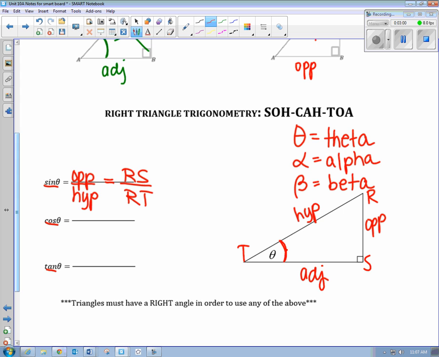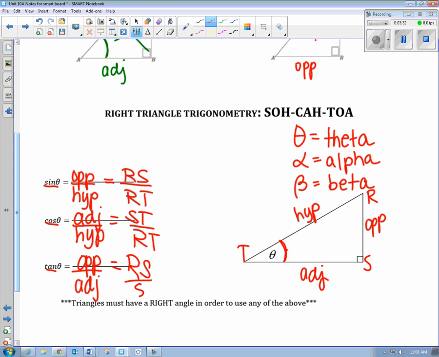And then we're going to go back and do the same thing now with cosine. By definition, cosine is adjacent over hypotenuse. The adjacent side is ST over the hypotenuse RT. The tangent of the angle, by definition, is opposite over adjacent. And if I fill in that information, the opposite side RS over the adjacent side ST. So those are our trig ratios.